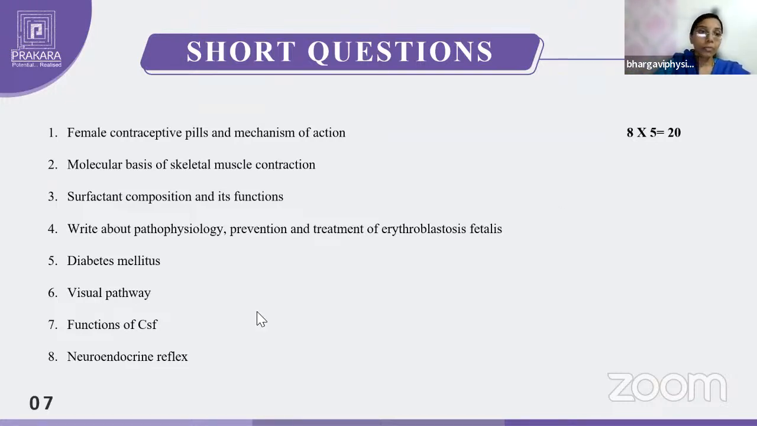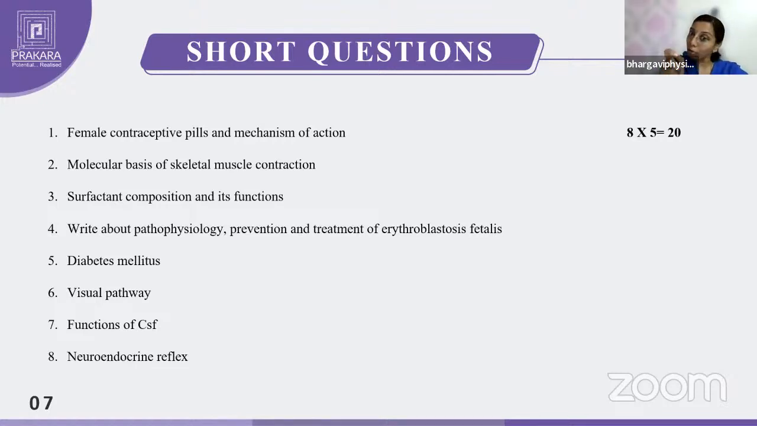Okay. The next second question is the molecular basis of skeletal muscle contraction. For this one, you have to write actin, myosin, troponin, tropomyosin, how the nerve impulse reaches the muscle, cross bridge formation, power stroke, all these things. And you have to write how, from the sarcotubular system, the calcium ions reach the actomyosin complex, and because of the power stroke, how the binding site is exposed.